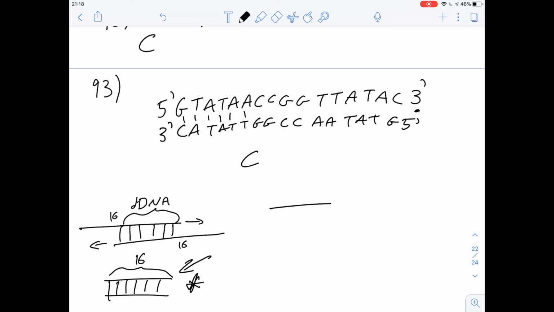I just want to rule out answer D, because you can't have 32 base pairs. If these are both 16 long, you'd end up with this region being 32, but of course it's not going to be double-stranded, so the answer can't be D. So the answer for this one is definitely C. That was answers 90 to 93.